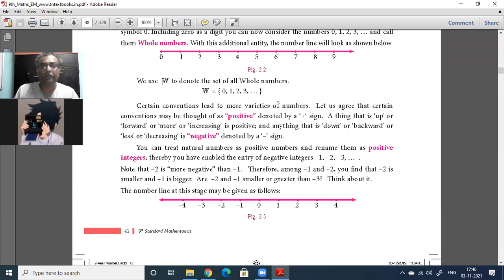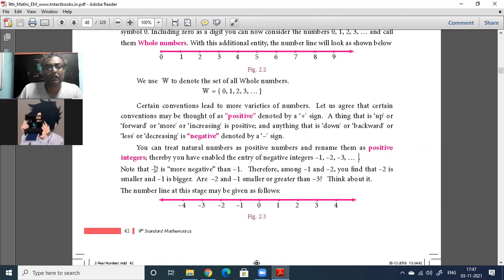Certain conventions lead to more varieties of number. Let us agree that certain things may be thought of as positive, denoted by a positive sign. The thing that is up or forward or more or increasing is positive. Anything that is down or backward or level or less or decreasing is negative. So you have a minus sign for that. So you can treat natural numbers as positive numbers, positive integers. Thereby comes the entry of negative integers: -1, -2, -3, like that you now have.